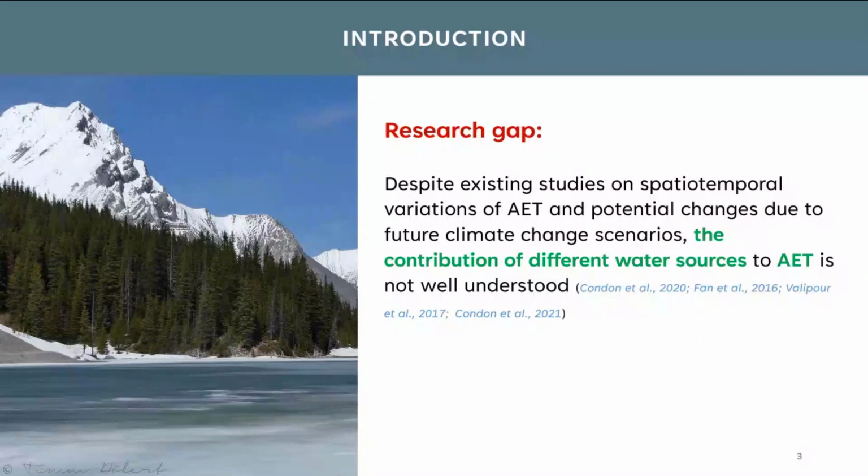So there are a lot of studies that have researched spatiotemporal variation of actual evapotranspiration and potential changes due to climate change. However, the contribution of different water sources to the total actual evapotranspiration is not well understood. And this is the research gap that we wanted to address during my master's.